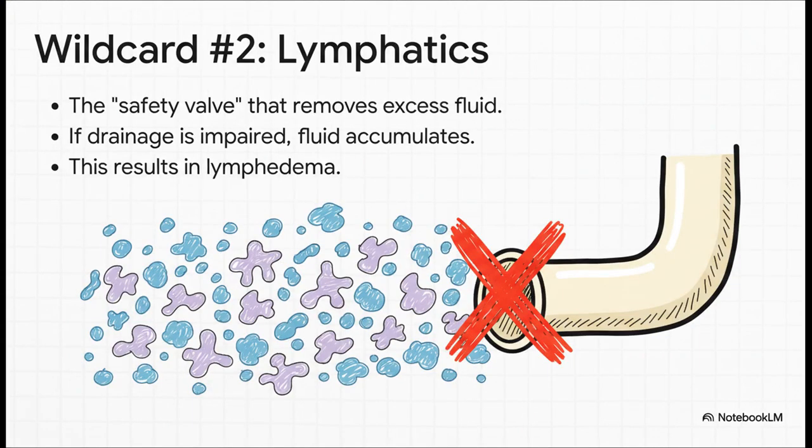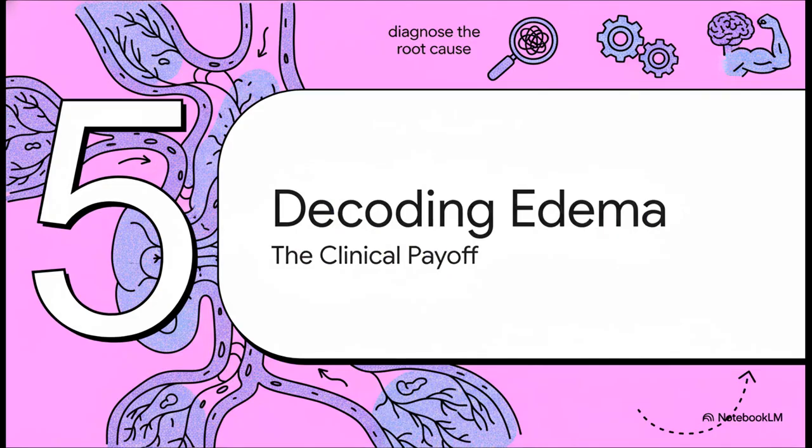The second wild card is our body's safety valve, the lymphatic system. You see, a little bit of fluid and protein is always leaking out, and it's the lymphatic system's job to act like a vacuum cleaner, sucking it all up and returning it to the circulation. But what happens if that system gets blocked, say from a surgery or an infection? Well, the drain gets clogged. The fluid has nowhere to go, it backs up, and you end up with a very specific protein-rich type of swelling called lymphedema.